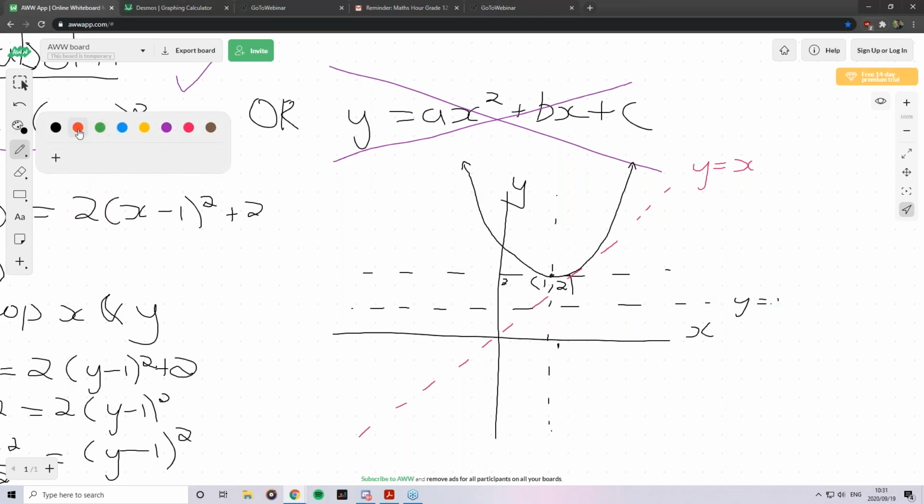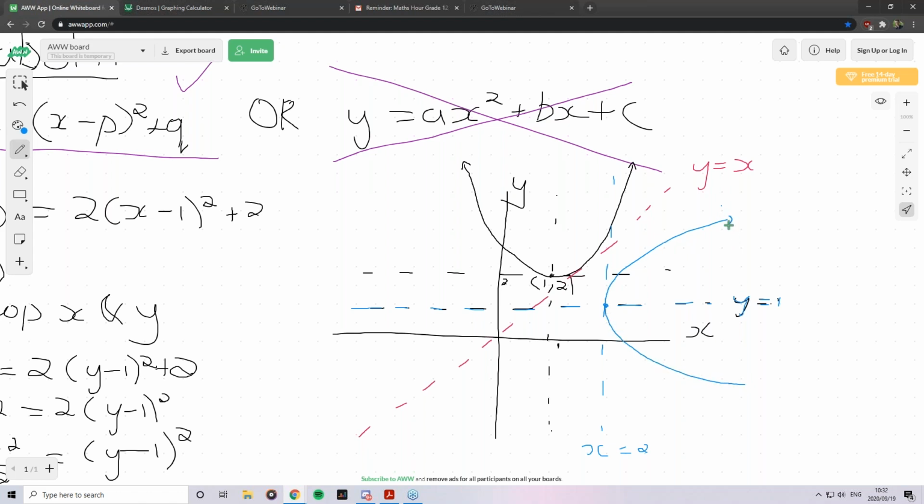Actually, let's do this in a different color. Let's do blue. Y equals 1. And now we just fill this in. So the x coordinate of the turning point becomes the y coordinate of the inverse, and the y, obviously, the other way around. Let's draw a line x is equal to 2. Now, this is just going to have a point here where they intersect, and we're going to draw something like this. So this is our function f, and this is our inverse function.